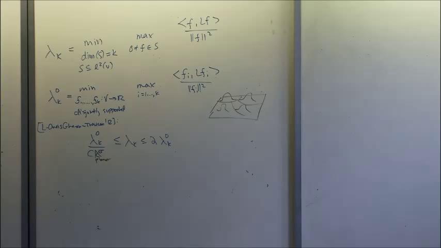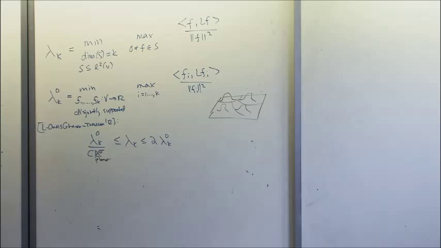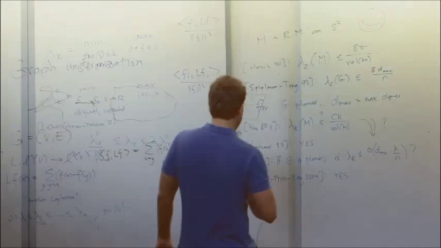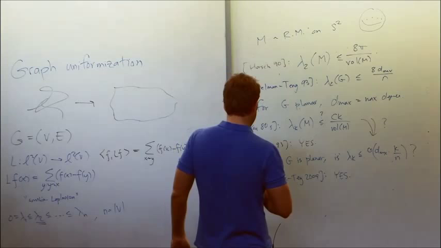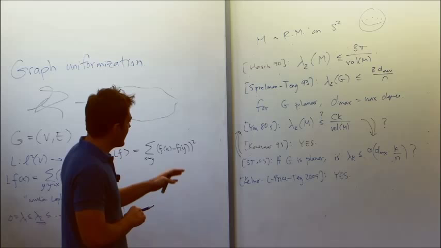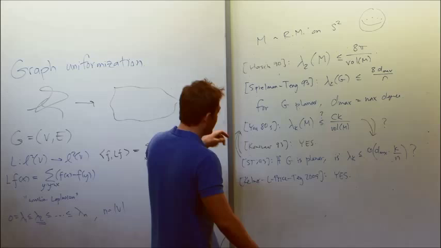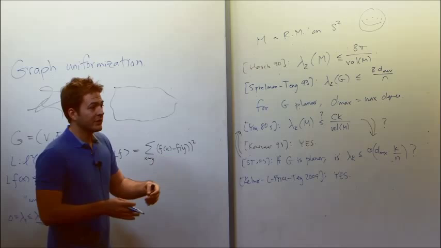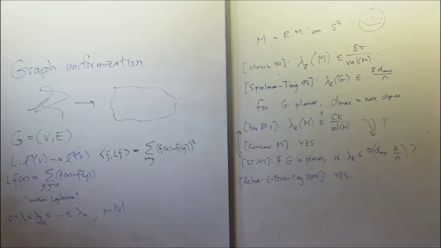Question: Does the paper that does this for metrics on the sphere also construct disjointly supported functions? The paper also constructs disjointly supported functions. If you want to know, I can tell you afterwards how it works and why it doesn't seem to work for graphs. But it's basically because the paper uses the uniformization theorem, which is just weaker in the case of graphs. It uses it in a very strong way, and it doesn't seem like enough to have just the graph version.